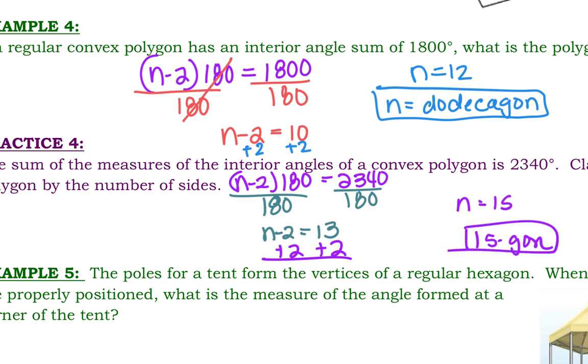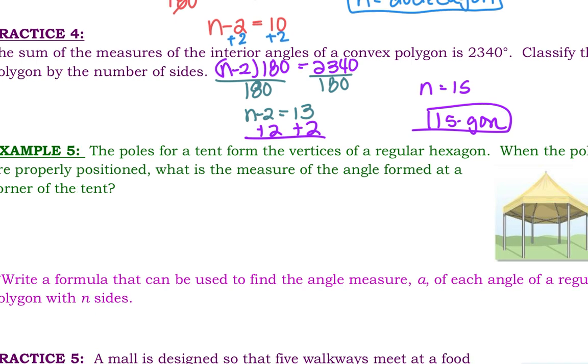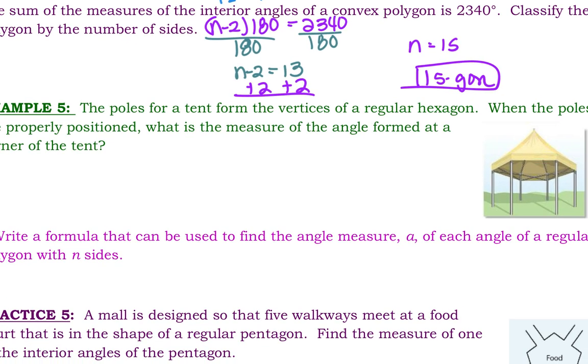All right, same formula. Let's see what we have to do with it now. It says the poles of a tent form the vertices of a regular hexagon. When the poles are properly positioned, what is the measurement of the angle formed at a corner of the tent? All right, what keywords do we have here? Hexagon, what else? Regular. What does regular mean? That they have equal angles and sides. All sides and angles are congruent, right? So we can just say angles and sides are congruent.